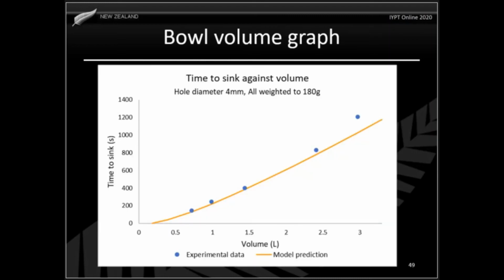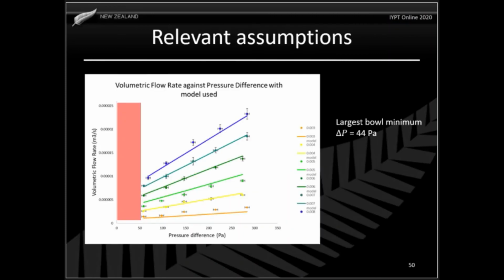This graph shows that as the volume increases, the time to sink increases. The model predicts the times closely, except for the largest bowl. This is because of the pressure differences with which the largest bowl sinks. It has a relatively low mass and large radius, so just before it sinks, the pressure difference is only 44 pascals. This is in the red area of the graph shown, meaning a linear trend isn't valid. The flow rate is overestimated, and therefore the time to sink is underestimated.